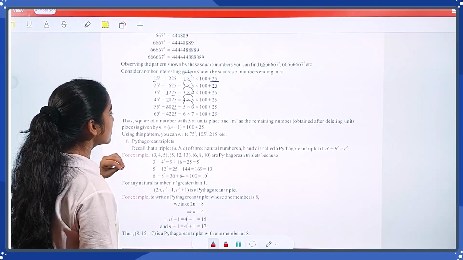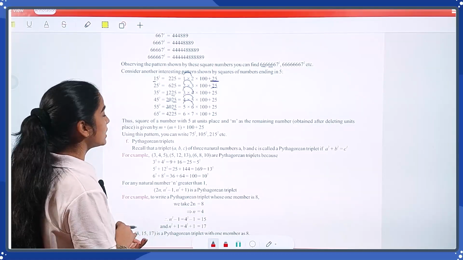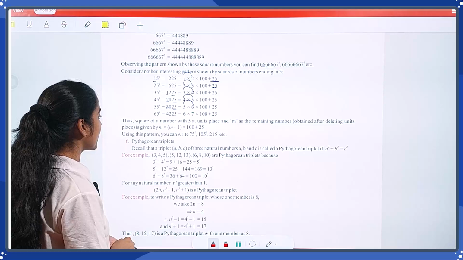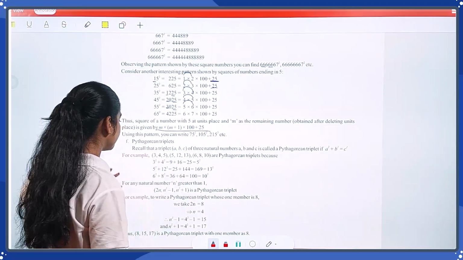The square of a number with 5 at the unit place and m as the remaining number obtained after deleting the units place is given by m multiplied by m plus 1, multiplied by 100, plus 25.